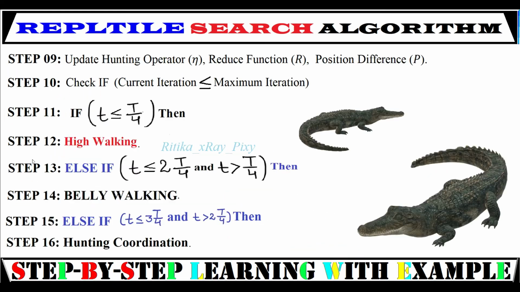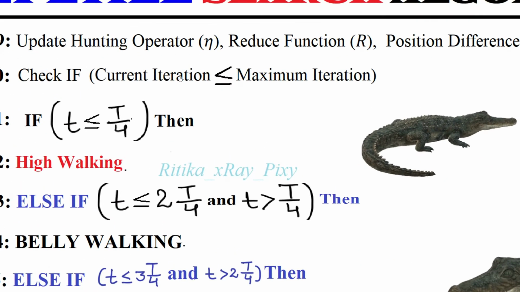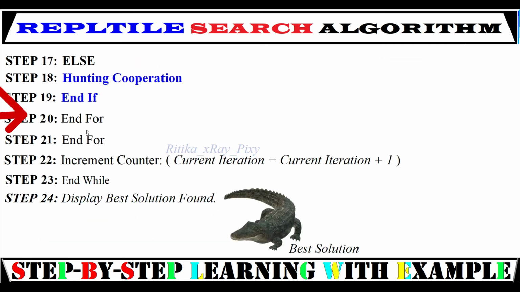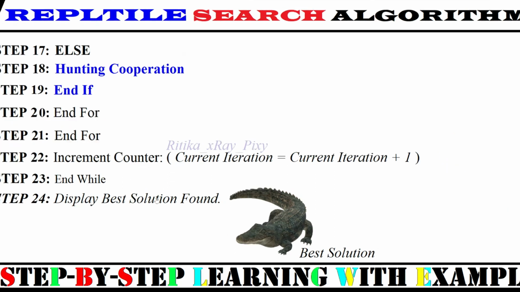After that we will repeat the loop again, checking whether the current iteration is greater than or equal to the maximum number of iterations or not. If this condition is true then we will again repeat the loop from step 11 to step 22. When the stopping criteria is met then we will display the best solution.